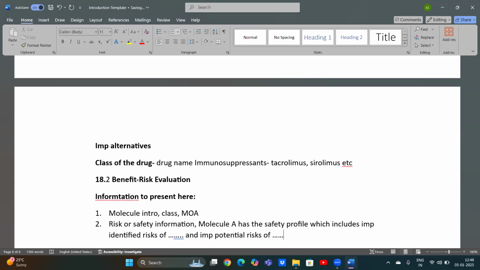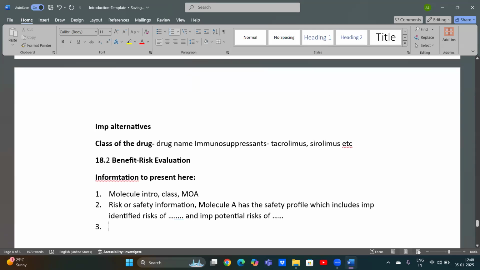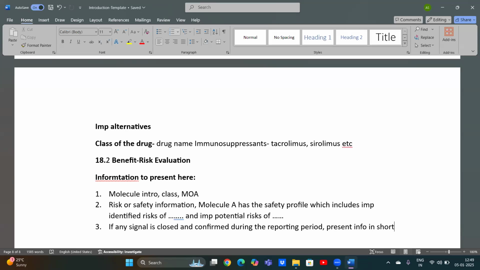Okay. Now, suppose some signal was confirmed during this period, because we are writing about safety right now. Suppose a signal is closed and confirmed during the reporting period. Present the information in short. Short means you present that this signal was identified and confirmed as an important potential risk during the current reporting period. You will present the information like this.